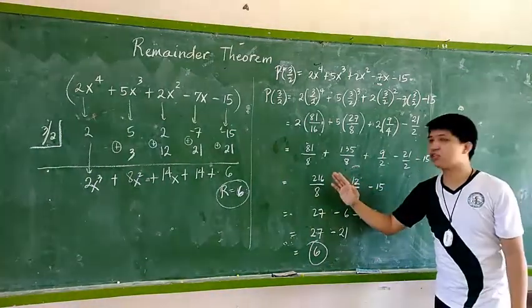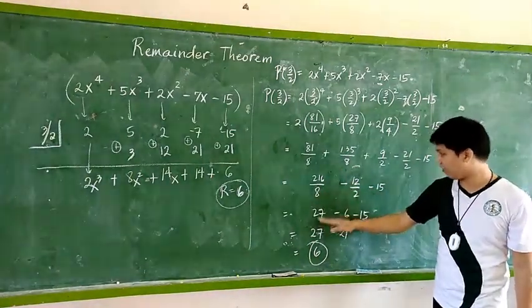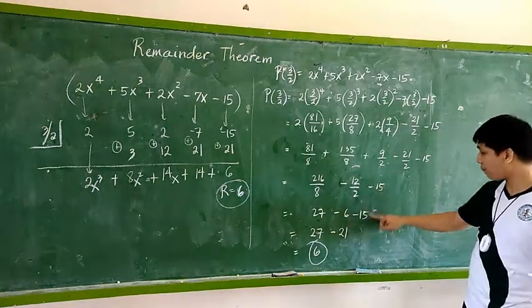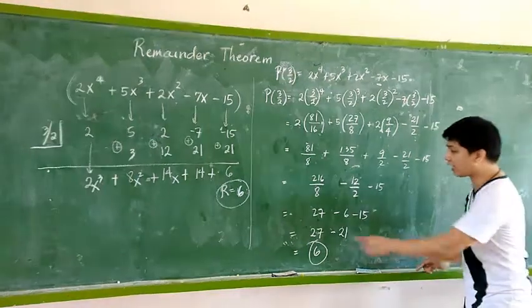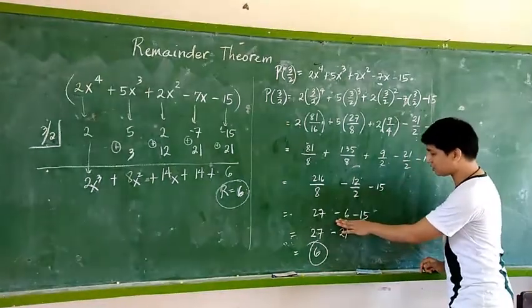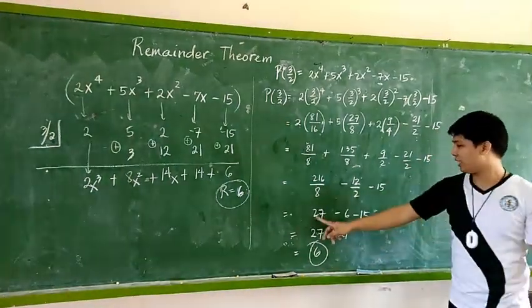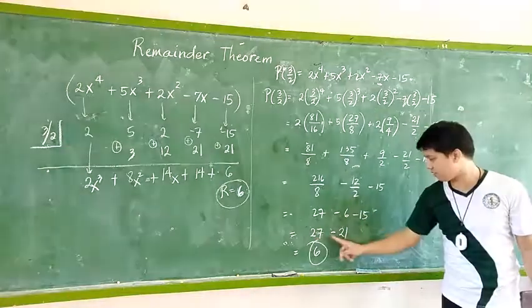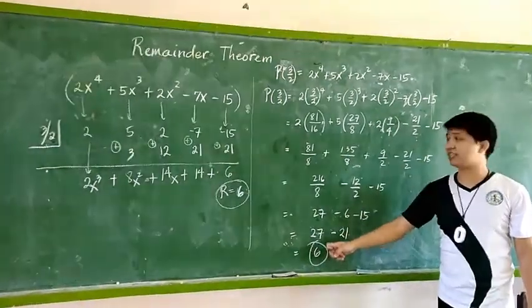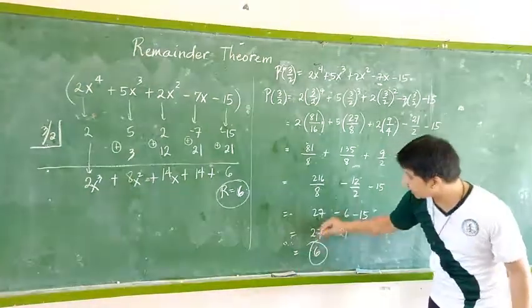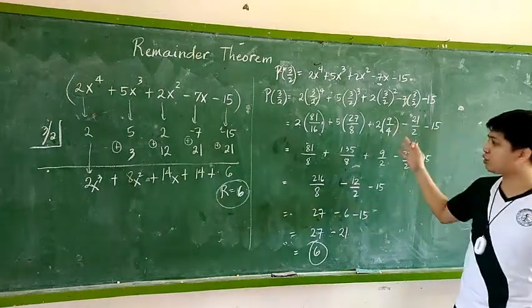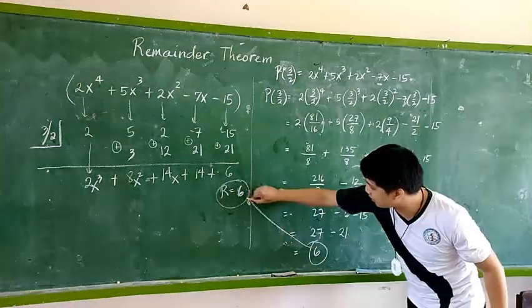If we divide 216 by 8, that's 27, negative 12 divided by 2, that's negative 6, copy negative 15. Simplify again, 27 minus 6 minus 15, that is 27 minus 21, that's positive 6. So you can say that either using the synthetic division or substitution method, we have the same remainder.